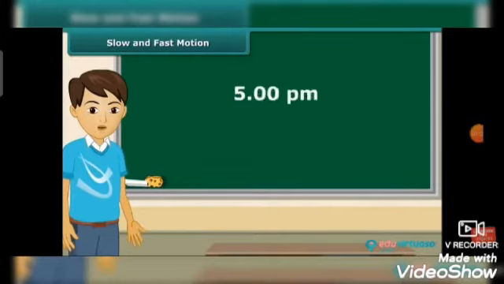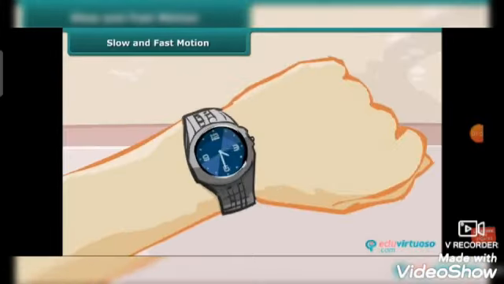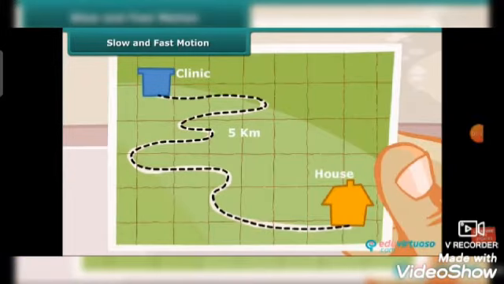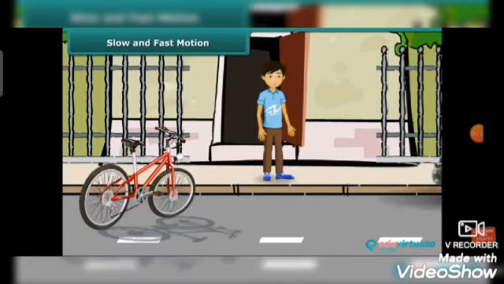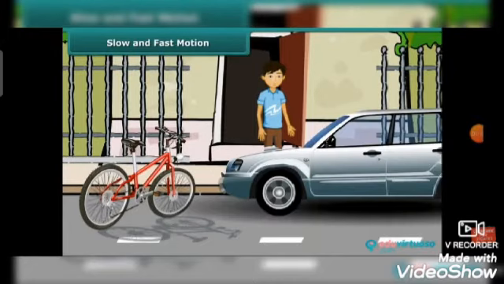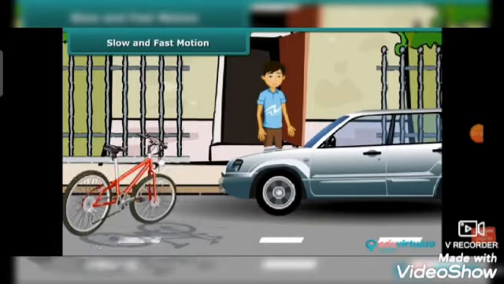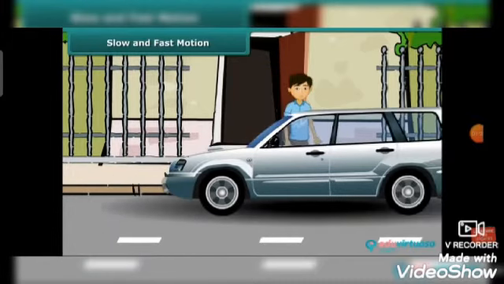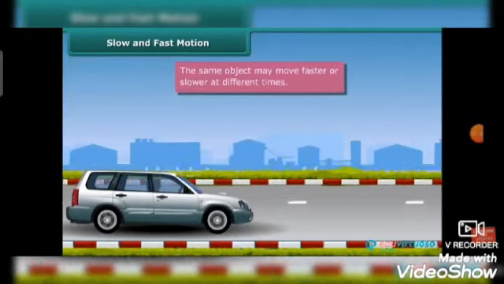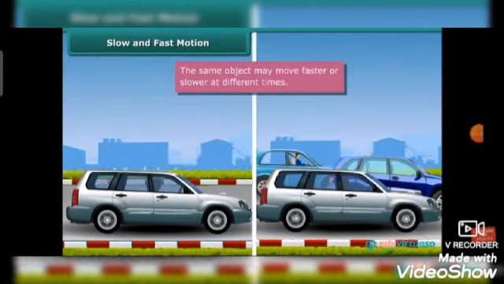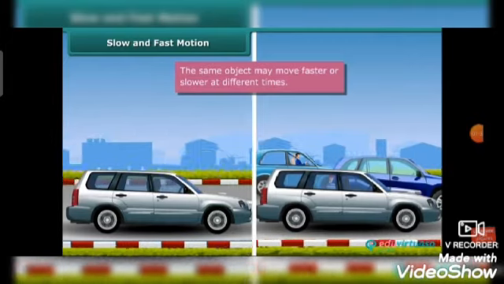Suppose you have an appointment with your doctor at 5 p.m. and it's already 4:30 p.m. The doctor's clinic is 5 kilometers away from your home. Now, you have the choice of either cycling or taking a taxi to reach on time. Obviously, you will take a taxi because a taxi is faster than a cycle. So, we can say some objects move faster and some move slower.